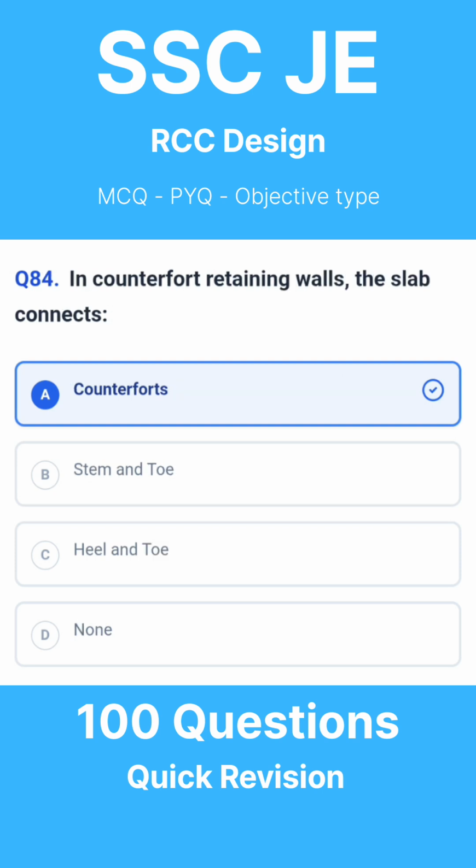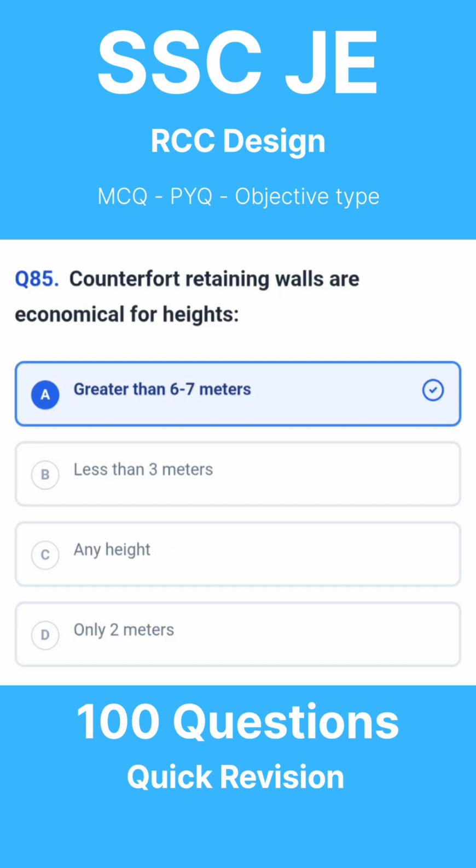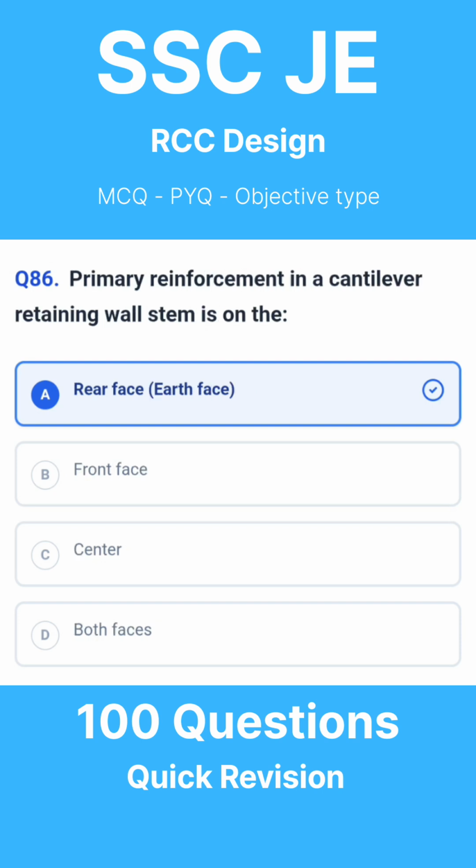Question 84. In counterfort retaining walls, the slab connects. The correct answer is counterforts. Question 85. Counterfort retaining walls are economical for heights. The correct answer is greater than 6 to 7 meters. Question 86. Primary reinforcement in a cantilever retaining wall stem is on the. The correct answer is rear face, earth face.